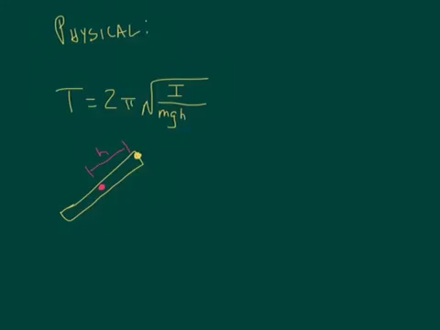So that means it probably will not cancel with the distance in the moment of inertia. If you plug in for moment of inertia, you're going to want the length of the pendulum, so that would be L.